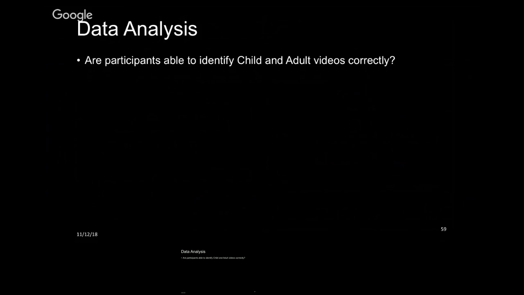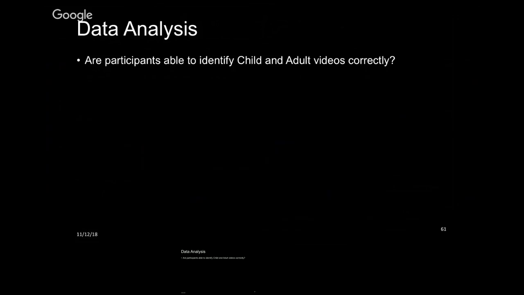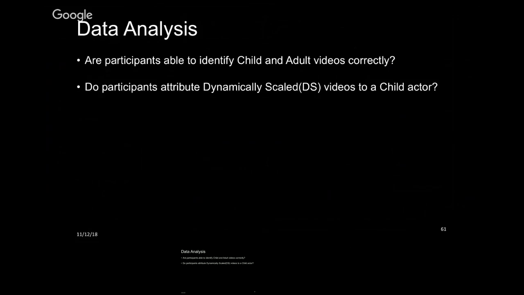So in our data analysis, we asked 2 questions. First, are our participants able to identify child and adult videos correctly? At least they should be able to do that, because we know from our previous experiments that it is possible to do this. And if they're doing this correctly, means that they are kind of sincerely doing the task. And yes, all of our participants, except 1, were able to correctly identify the child and the adult videos. The next thing we did was ask the question, do participants attribute the dynamically scaled results to a child actor?